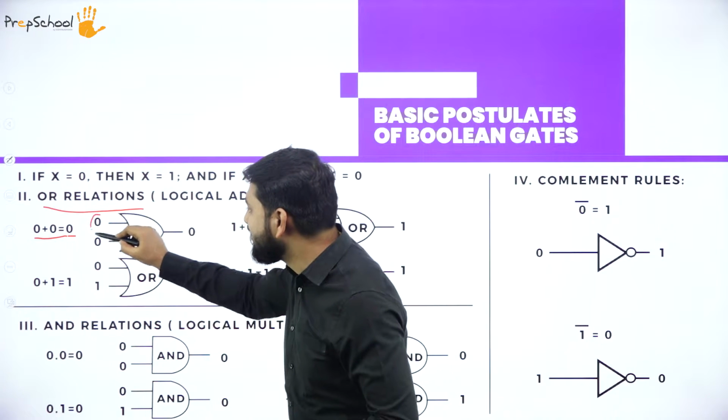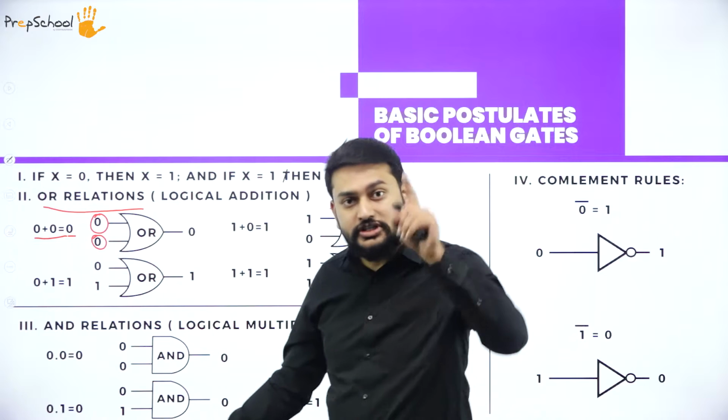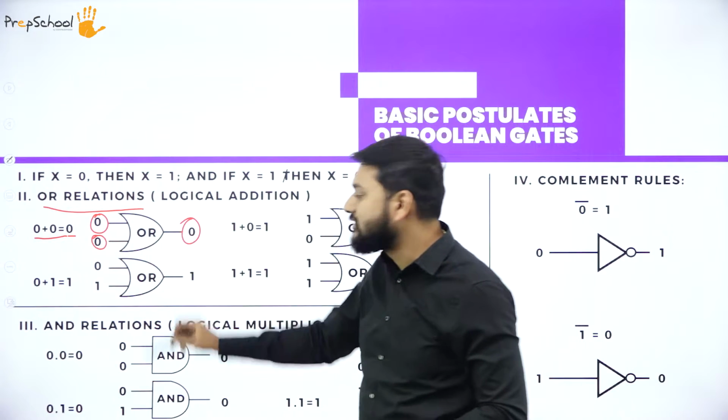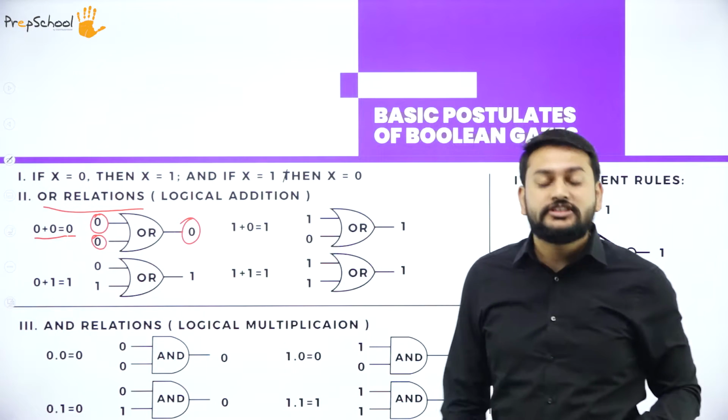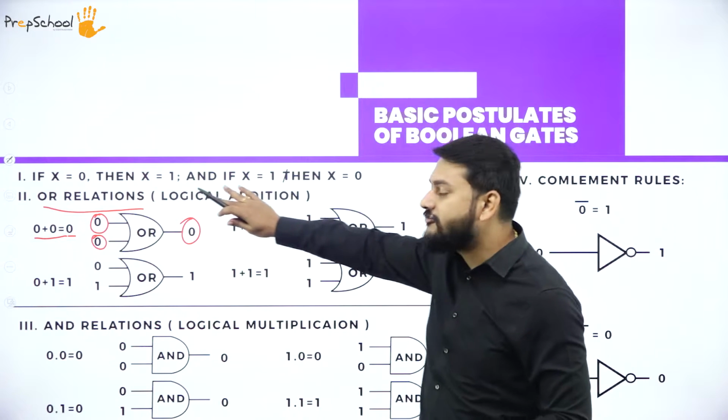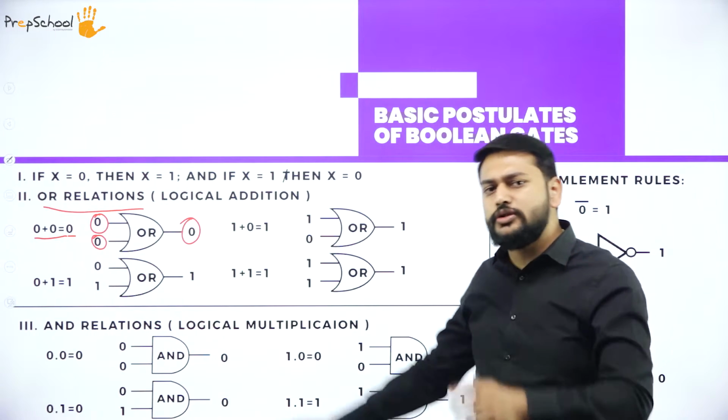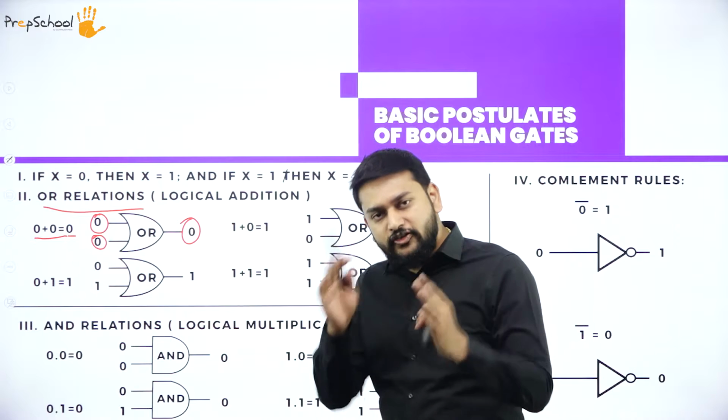My input is 0 here. Again, one more input is 0. My output is again 0. So that is the first rule that we have in the OR relation. Then what is the next rule that we have? Let's try with a different input.